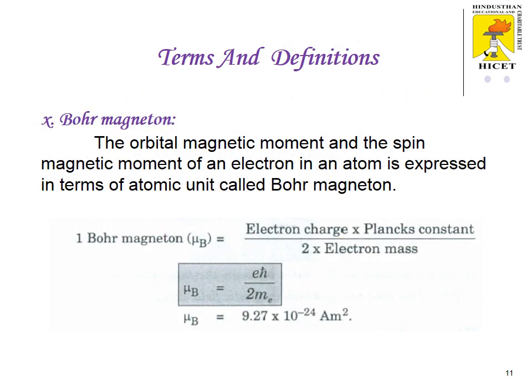Next one, the 10th definition is Bohr magneton. The orbital magnetic moment and spin magnetic moment of an electron in an atom is expressed in terms of an atomic unit called Bohr magneton. It is indicated by mu b. So mu b is equal to e h cross by 2m. The value of Bohr magneton is 9.27 into 10 to the power minus 24 ampere meter square.